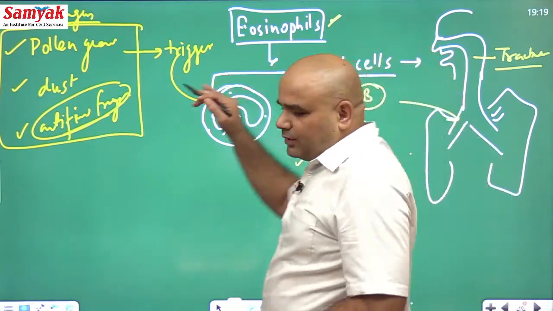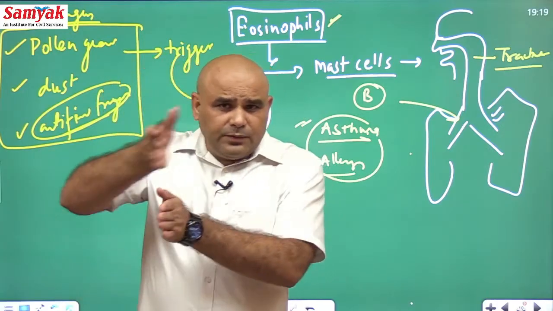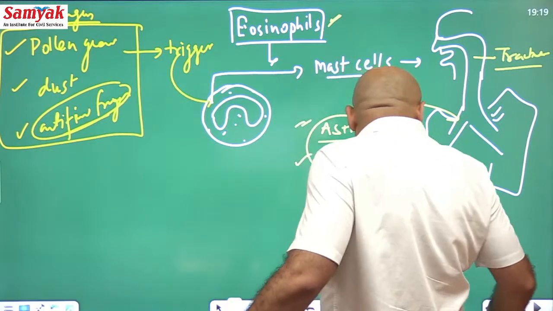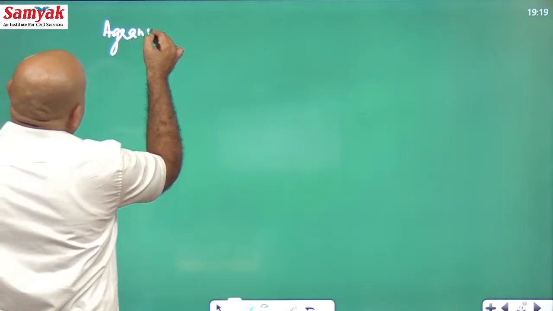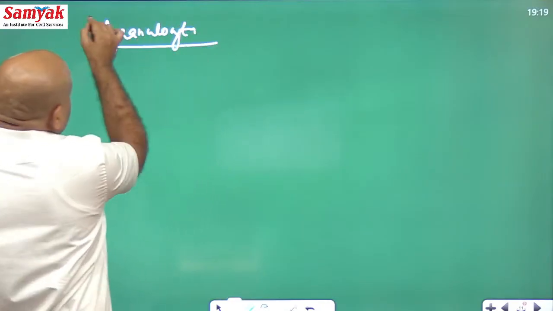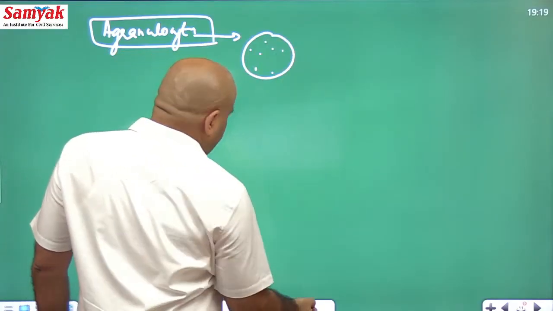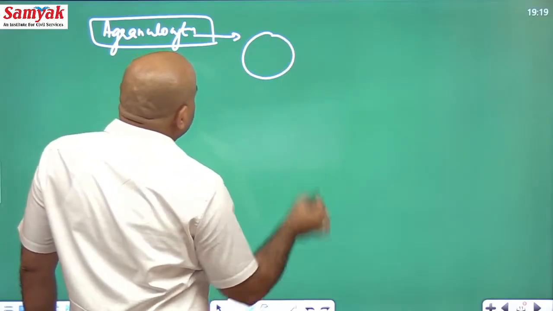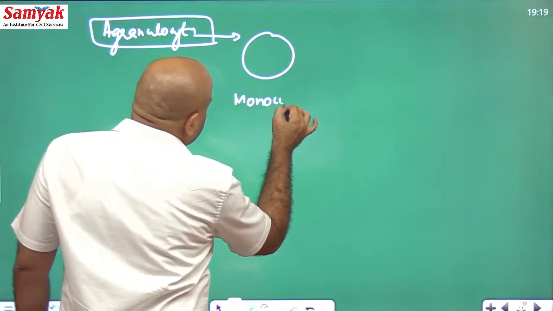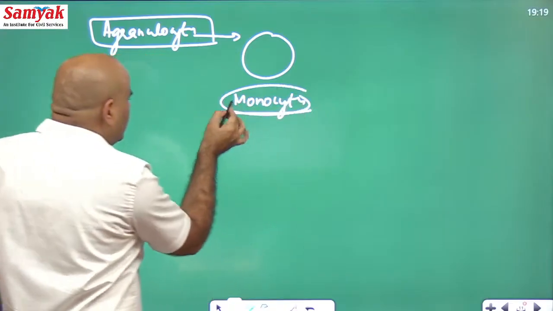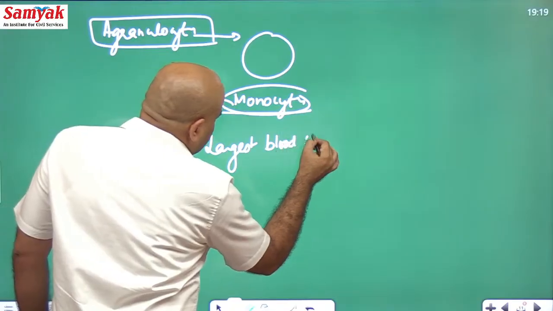So this is about eosinophils, and I think we are done with all type of granulocytes. Then let me finish the agranulocytes also. Agranulocytes are the granulocytes which are devoid of any type of granules. Look, so there are no granules. Now agranulocytes are of two types. One is monocytes. Always remember that monocytes are the largest blood cells.